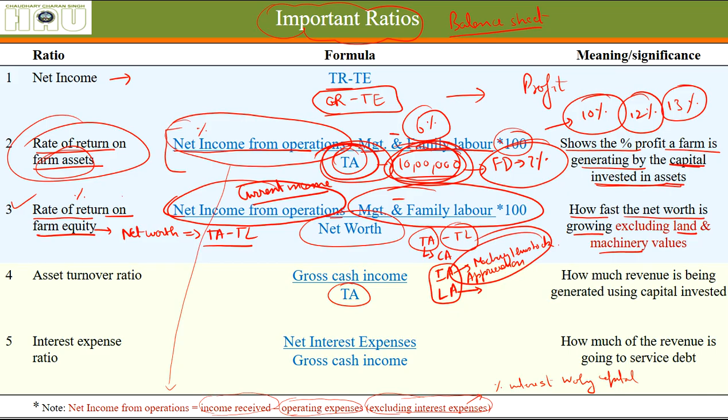Okay, let's say our net worth is 10 lakh rupees, and our net income from farm operations minus management charges minus family labor charges is 3 lakh only. So it will be around 30%. This is a good return. Okay, out of your net worth, 30% is coming from your farm operations only. The rest 70% is coming from intermediate assets and long term assets. Okay, that means your business is running fine.